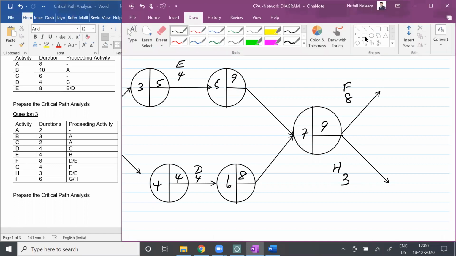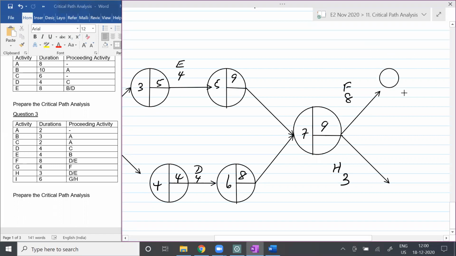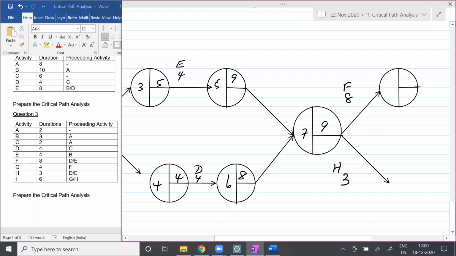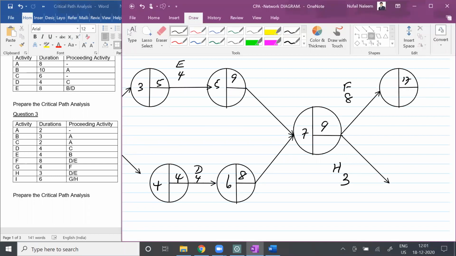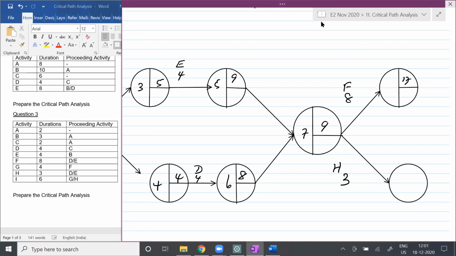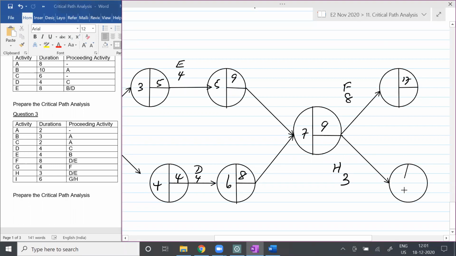So students, now I am telling you, I have done the starting date. So I need to finish with the node, right? So let's assume the earliest finish for F, that is 9 plus 8. How much is that, students? 9 plus 8 is 17. And the earliest finish for H is 9 plus 3, which is going to be how much, students? 12. 9 plus 3 is 12.